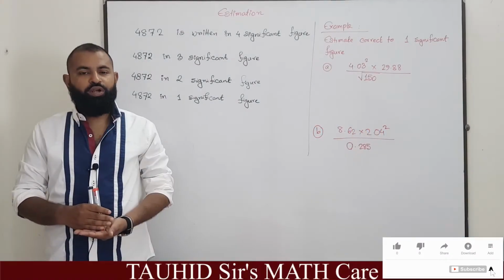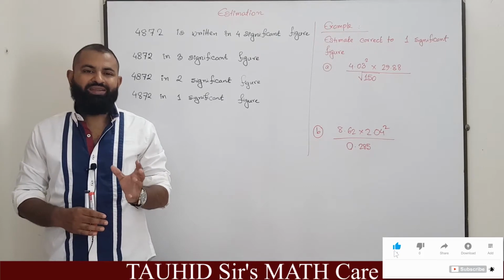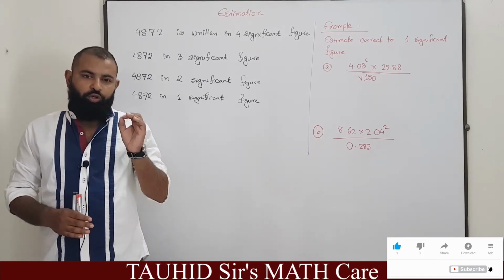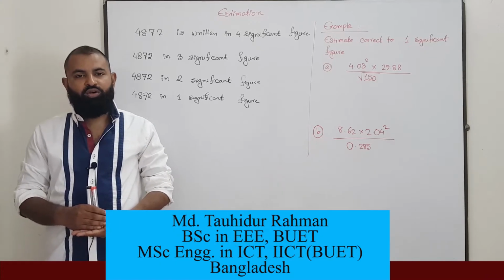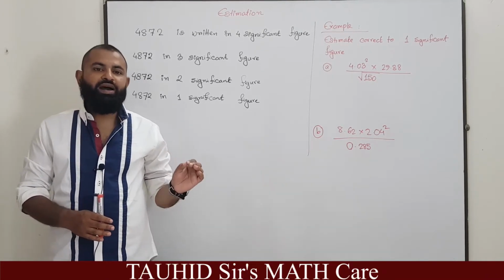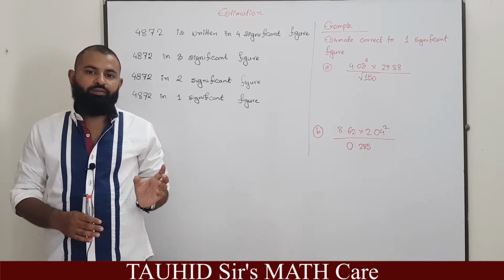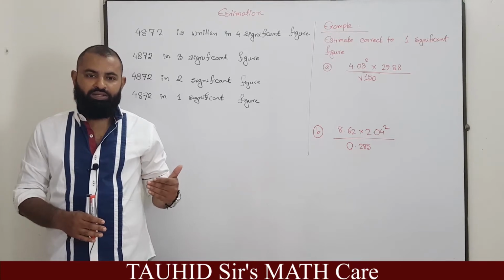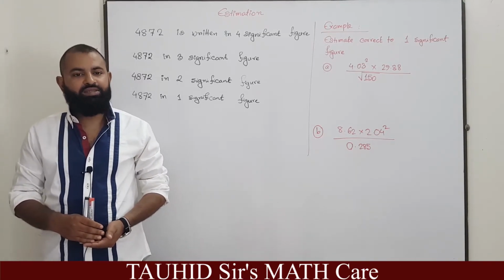In this video, we are going to learn about estimation and significant figures. What is a significant figure? We know that there are 10 digits in our mathematics: 0, 1, 2, 3, 4, 5, 6, 7, 8, 9. Among them, 0 is a non-significant or insignificant figure, and the rest of the 9 digits, 1, 2, 3, 4, 5, 6, 7, 8, 9, are significant figures.